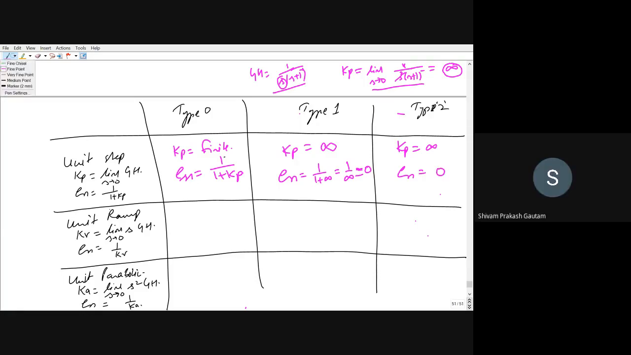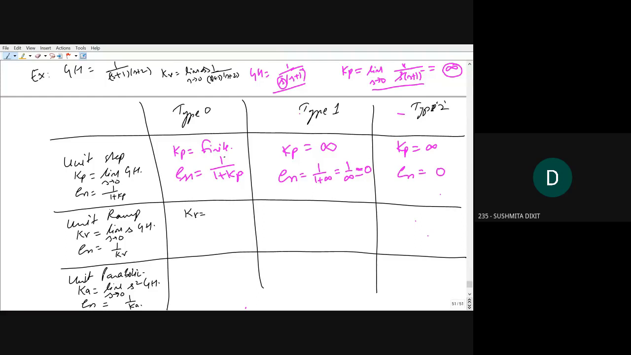Now consider the second case, that is unit ramp as an input. So Kv is equal to limit s tends to 0, s into GH. Now we are having an example. Let me take a type 0 example. That is GH is equal to 1 upon (s plus 1) into (s plus 2). So Kv will be equal to limit s tends to 0, s into 1 upon (s plus 1)(s plus 2). If I put the limit here, what will be Kv? Tell me. Infinite.